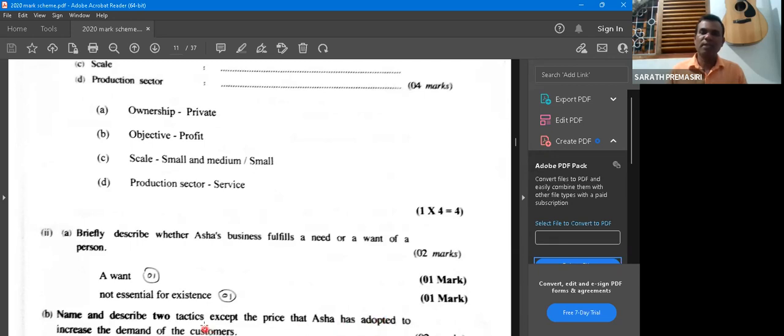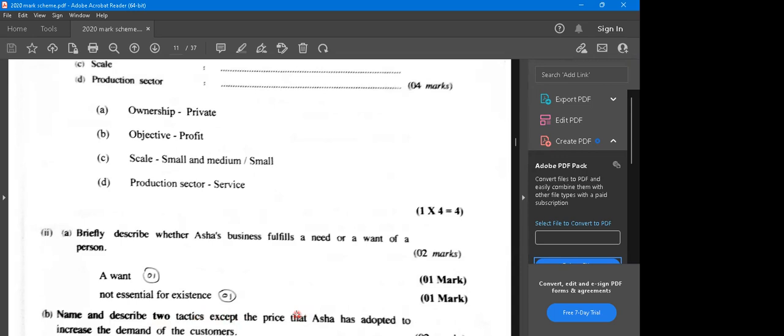Yes, Himashi, do you have an idea? Anyone, does anyone have ideas? Two strategies used by Asha. Using modern equipments and providing high quality service.